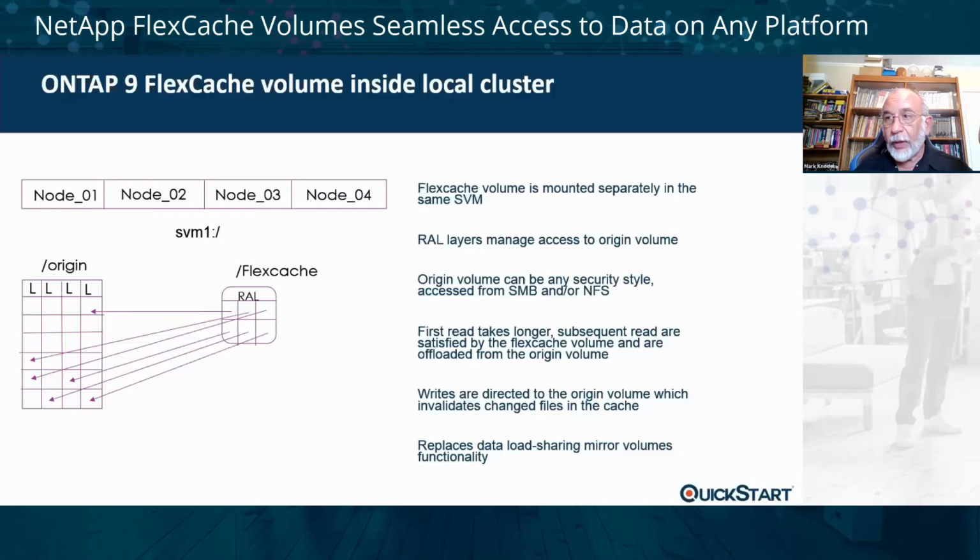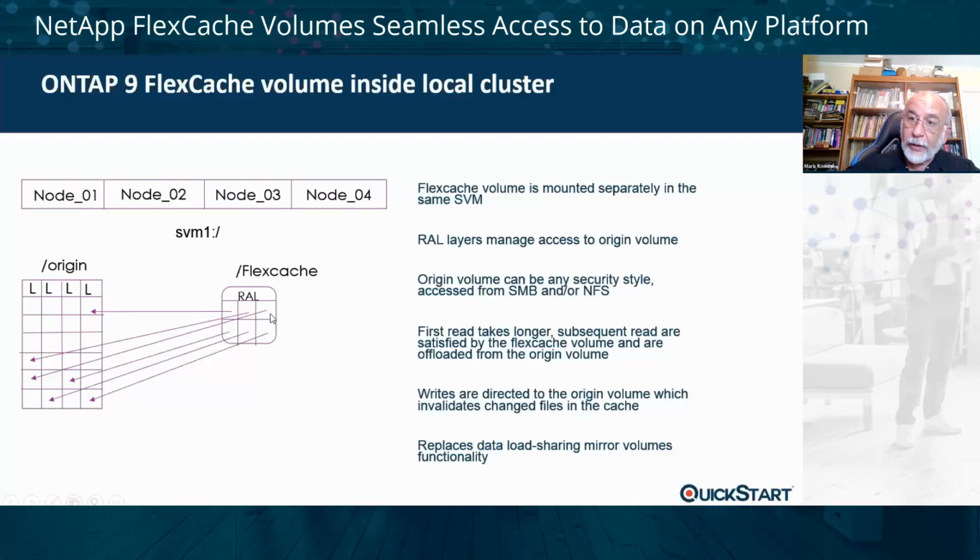Okay. This origin volume can be any security style I need. It could be SMB. It could be a security style of NTFS when I'm doing SMB. It could be the security style Unix if I'm using NFS, or both. I mean, I can have both. I can access them from both worlds as far as the origin volume goes.